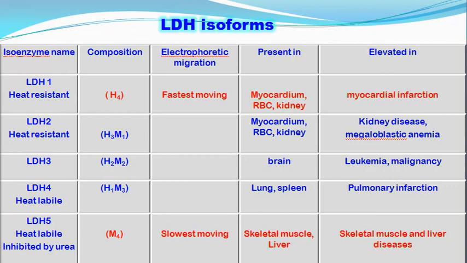And LDH5, that is M4, is the slowest moving in electrophoresis. It is found in skeletal muscle and liver, and it is elevated in kidney disease, megaloblastic anemia and leukemia. It is also elevated in skeletal muscle and liver diseases.